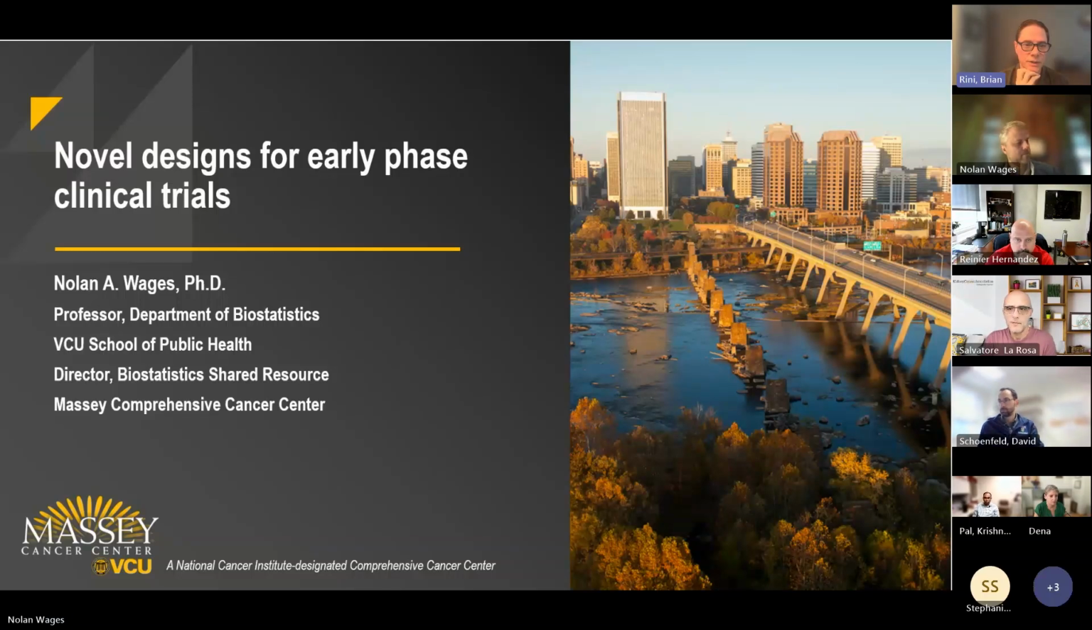We're pleased today to have Nolan Wages from VCU Massey Comprehensive Cancer Center to talk about trial designs for early phase clinical trials. Many of you are in this space or lab translational, thinking about application to clinical trials. And having been around the clinical research space for a long time, we tend to sort of do things the same. Some of that's good, some of that's not good. So I'm excited to hear about some novel designs to test these concepts.